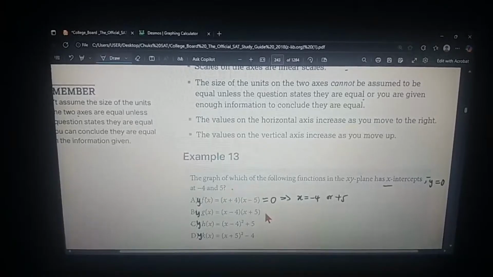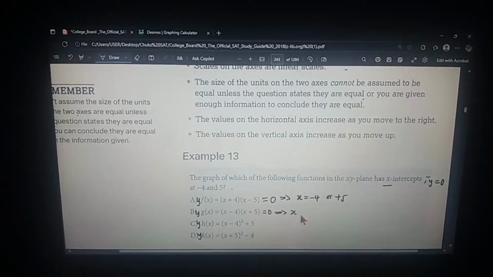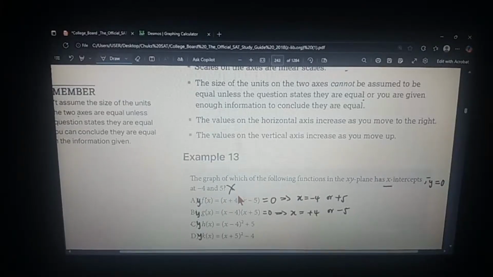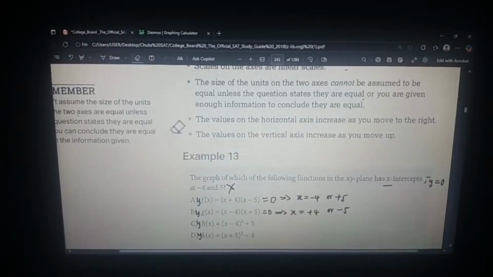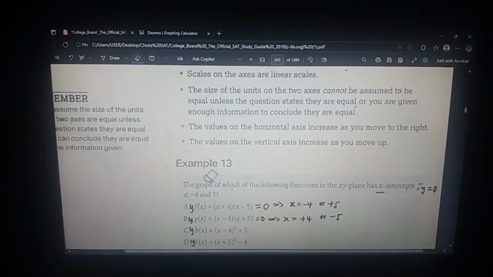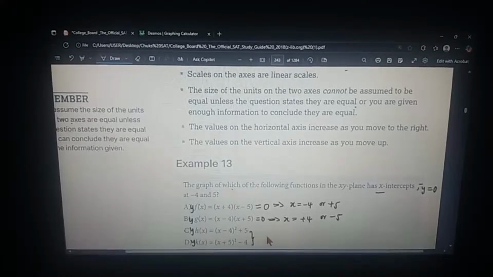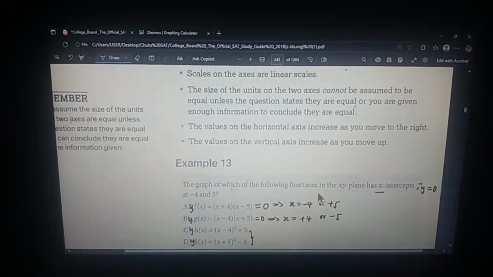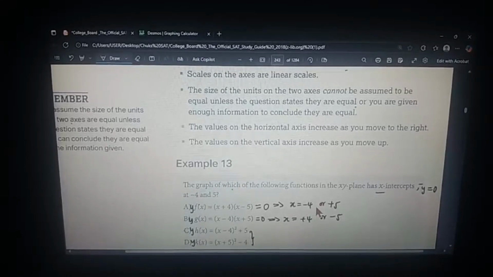But if you want to try out the other ones, you're going to have x equal to 5, and that's not what we have here. So this second option is not the correct one. When you try out the other ones, you see that they are still not correct. The only one that gives you the x-intercepts at -4 and 5 is option A.